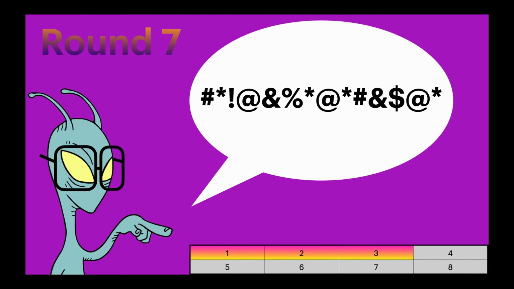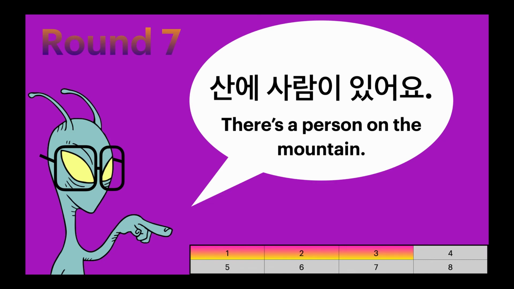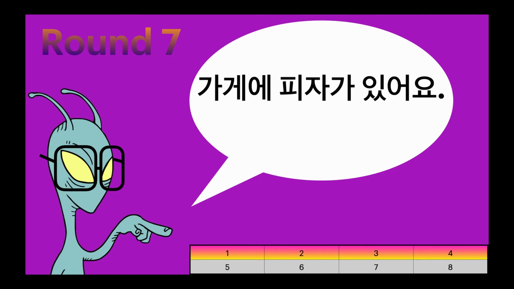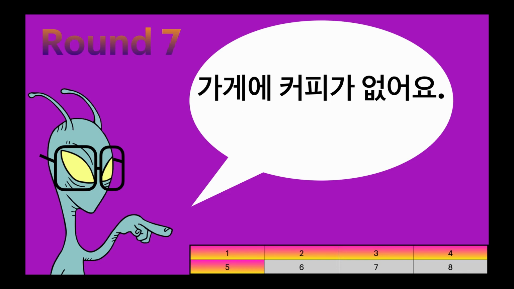산에 사람이 있어요. There's a person on the mountain. 가게에 피자가 있어요. There's pizza at the store. 가게에 커피가 없어요. There's no coffee at the store.